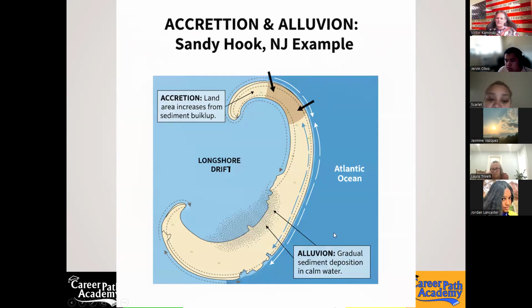Why? Because you got the Atlantic Ocean on the outside, and on the inside, you got water from the bay. And as that water comes in and around, it swirls around and puts up the dirt. It deposits alluvium building up. It gets thicker over here and it gets longer over here. It's actually getting built up. It's getting longer.